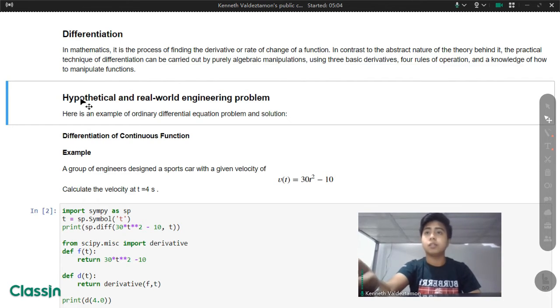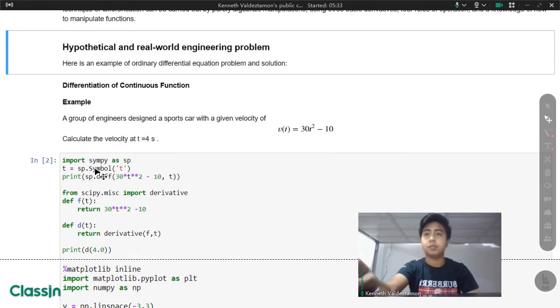So in here, meron tayo example using Python and Jupyter Notebook sa pag-differentiate. So here's the example. A group of engineers designed a sports car with a given velocity of V(t) equals 30t squared minus 10. Calculate the velocity at t equals 4. So here's the code that I've used.